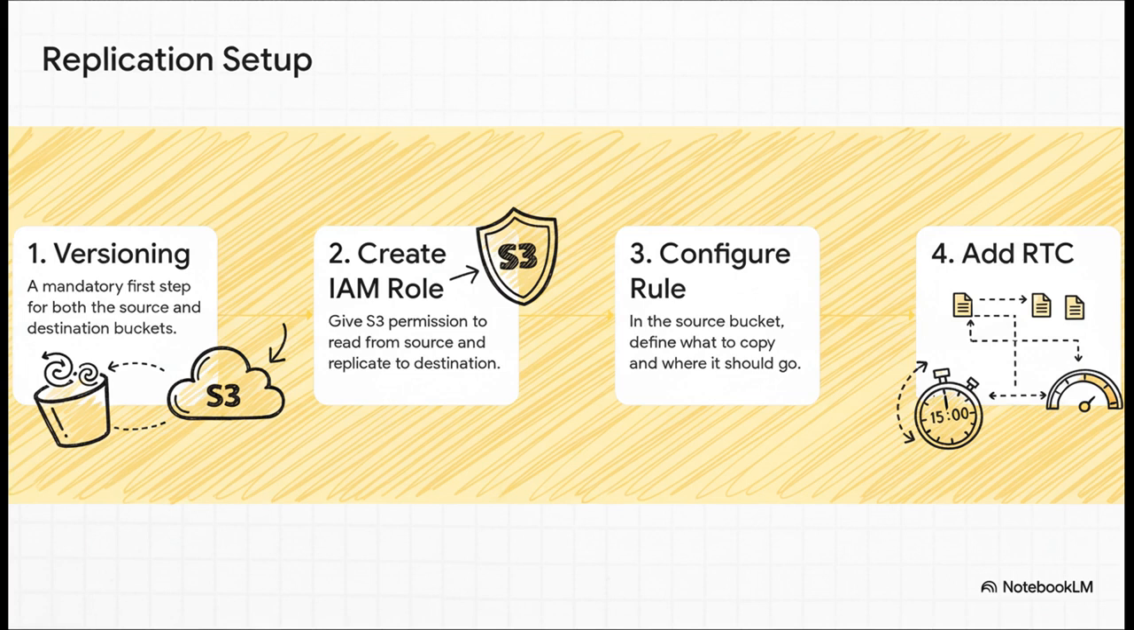Second, you create a simple IAM role. This just gives S3 permission to read from one bucket and write to the other. Third, you set up the actual replication rule on the source bucket, where you define what to copy and where it's all going to go. And finally, if you're dealing with mission-critical stuff, you can optionally turn on replication time control, or RTC, which gives you a predictable performance SLA.